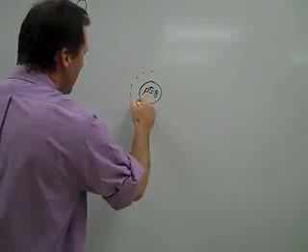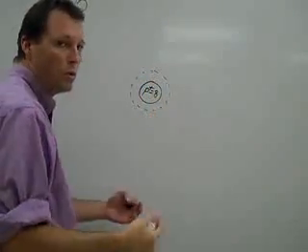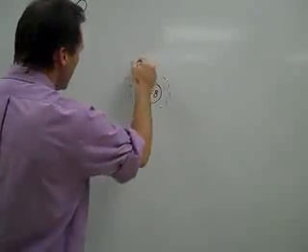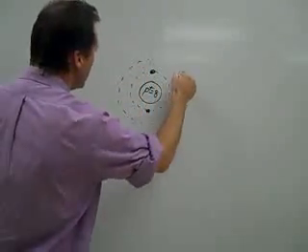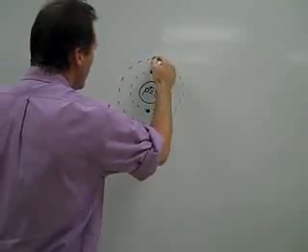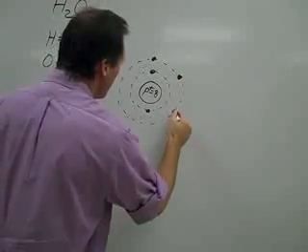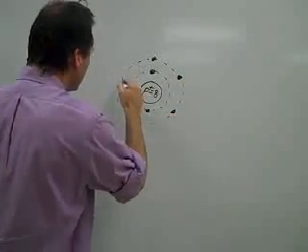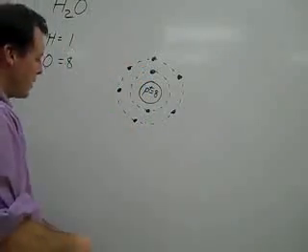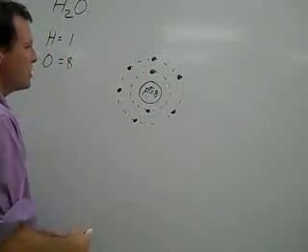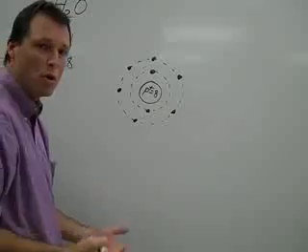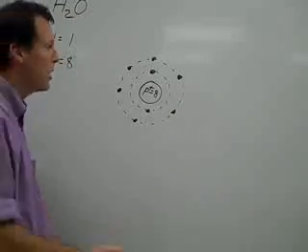And then I'm going to start adding my orbits. The first orbit holds a maximum of 2 electrons. So 1, 2. And then my second orbit can hold up to 8. However, I've only got 6 left. 1, 2, 3, 4, 5, 6. There we go. Now I'm going to add in my hydrogens. Hydrogen has an atomic number of 1, and therefore an electrically neutral hydrogen atom is also going to have 1 electron.